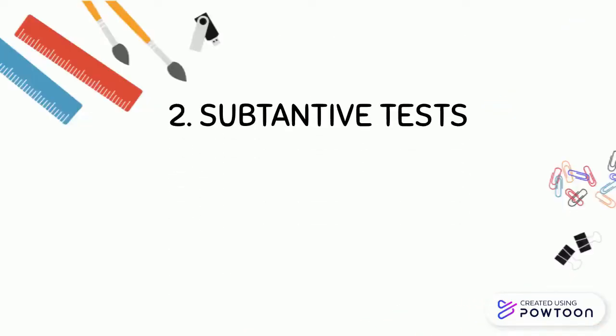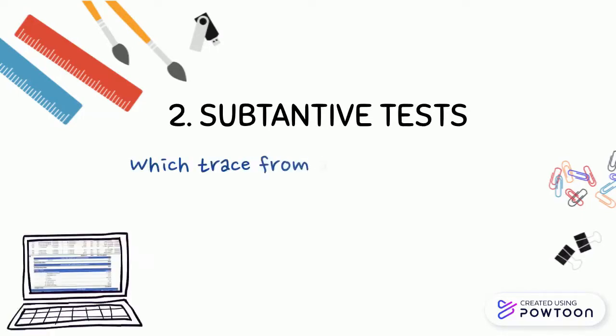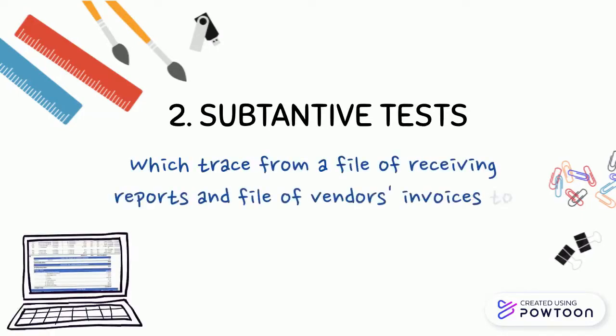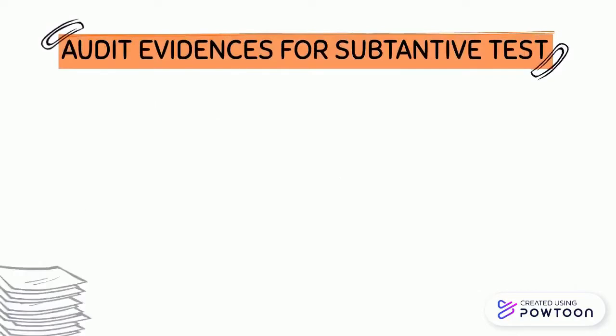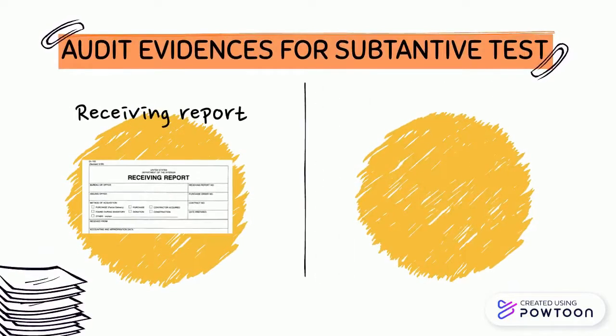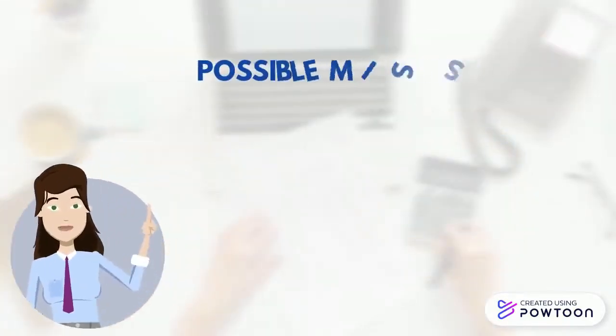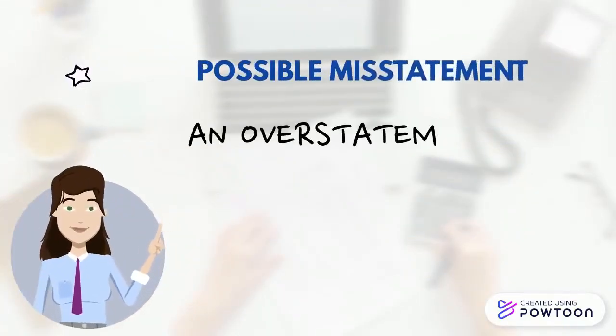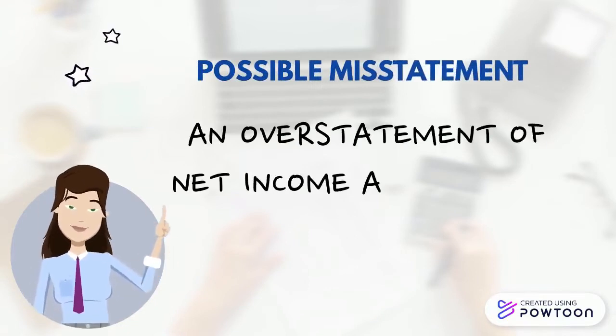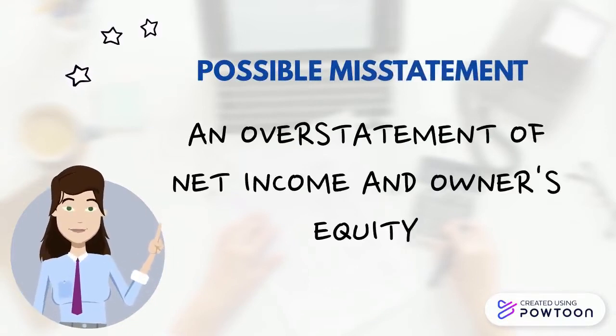The second audit procedure is substantive test, which trace from a file of receiving reports and file of vendors' invoices to the acquisition journal. For substantive test, the audit evidence are receiving report and vendor invoice. Lastly, the possible misstatement that might happen is an overstatement of net income and owner's equity.